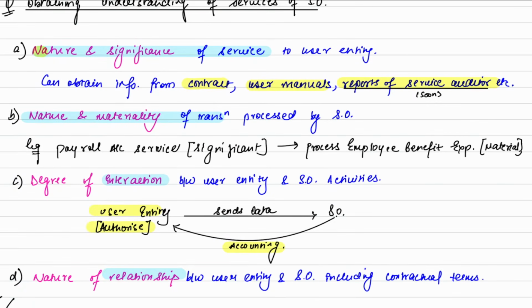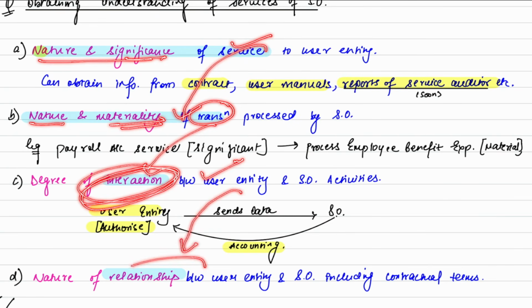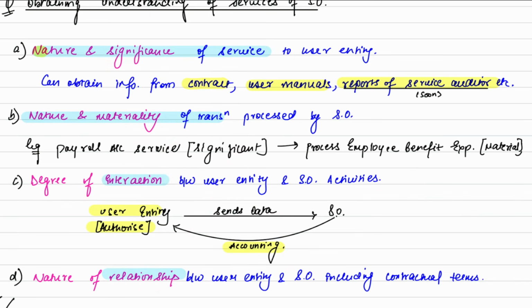First 2 points are very easy. Nature and significance of service. This service is related to which transaction? That means nature and materiality of transaction. Significance of service, materiality of transaction. What is the rhyming of transaction? Interaction. Say with me, interaction, transaction, interaction. Degree of interaction between the two, user entity and SO. And lastly, whenever you have interaction, it develops relationship. Nature of relationship between the user entity and SO. Are the 4 points clear?